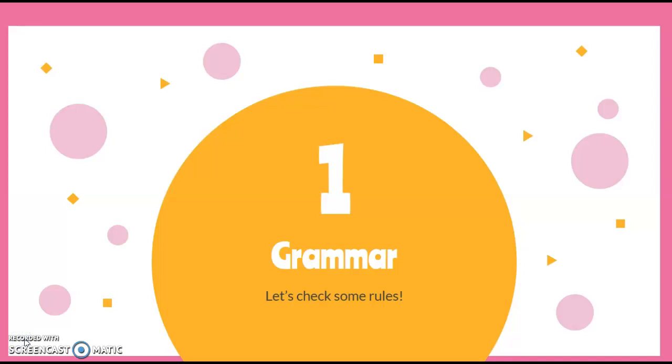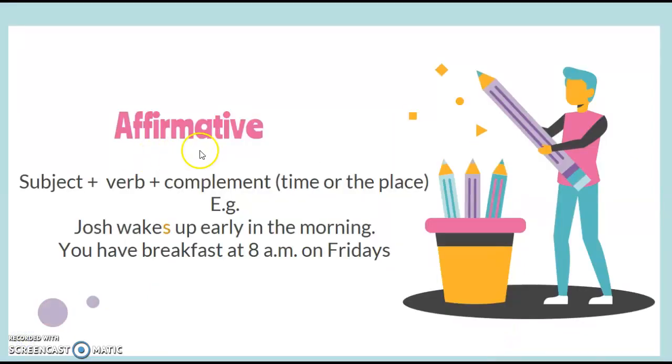Okay, our first step is knowing some grammar, so let's check some rules. We are going to start with the affirmative sentence. In English, we always have the same structure: subject, verb, complement, but this time we are going to use time or place as a complement, okay? So the first example is: Josh wakes up early in the morning. You have breakfast at 8 a.m. on Fridays.